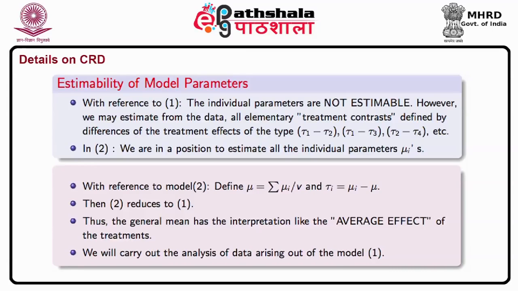Next. Now, with reference to model 2, we are defining mu is equal to sum over mu i by v, and tau i is equal to mu i minus mu. Then 2 will reduce to 1. Thus, the general mean has the interpretation like the average effect of the treatments. We will carry out the analysis of data arising out of the model 1. There are two different ways of looking at the model.